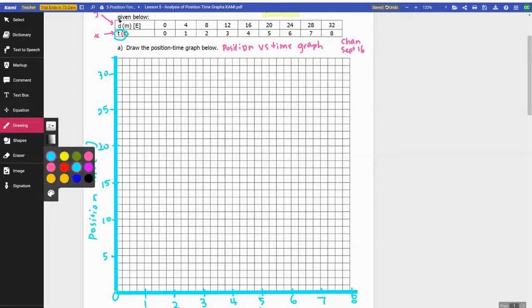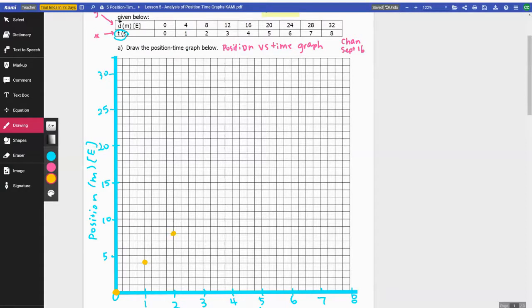Okay, now you're going to put in your points. I'm going to use yellow. I'm going to change color, and we're going to do a point. I'm going to make it slightly thicker. I'm going to make it a 6. Okay, 0, 0. So I put a dot nice and clear at 0, 0. At 1 second, I go up to 4. At 2 seconds, I go up to 8.